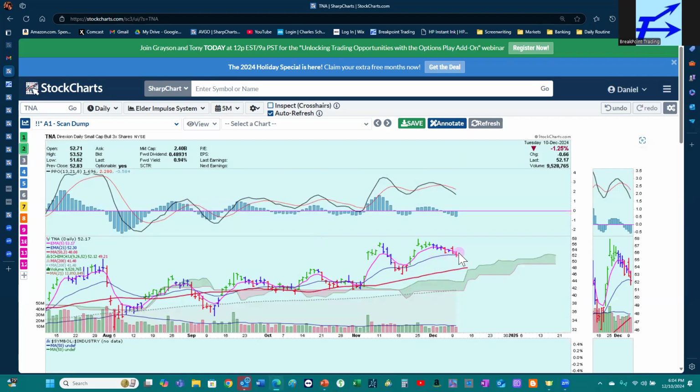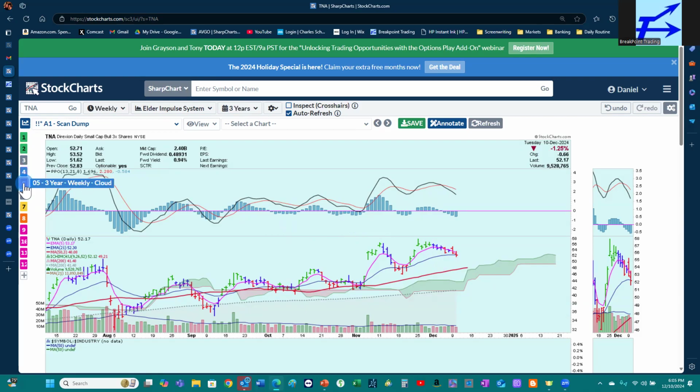You can see right there, the 21 is just getting ready to cross. This is actually where my daily scan would probably pick it up right there, because it closed at 52.17, and the 21 is 52.30. Yes, this would have hit the bearish daily scan today. So this would have given a bearish signal on TNA or IWM on the Russell. That's implying that it has more downside left rather than more upside.